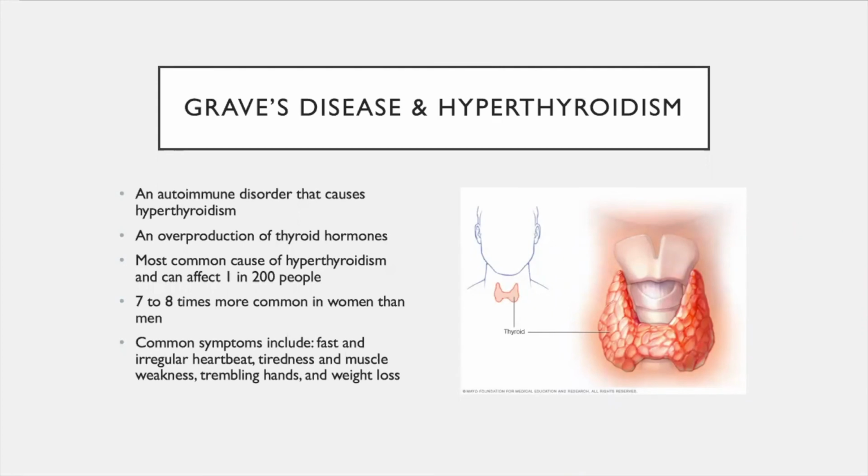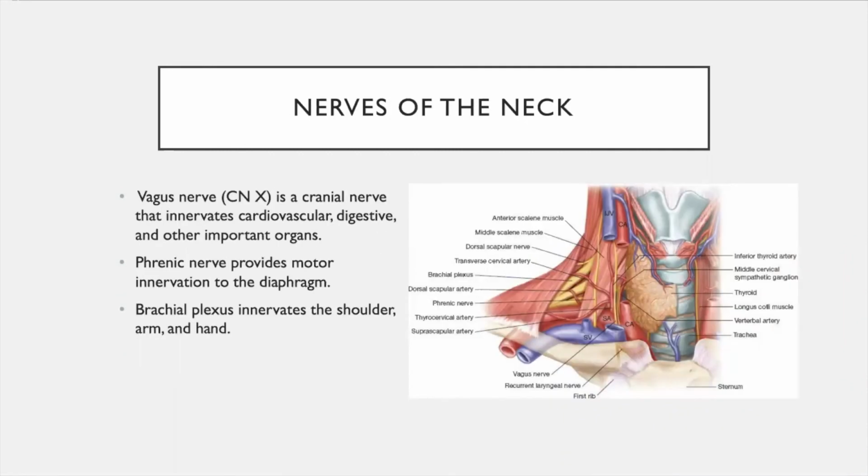Some common symptoms of Graves' disease can include fast and irregular heartbeat, tiredness and muscle weakness, trembling hands, and weight loss. Problems with the thyroid gland can be dealt with chemically or by surgically removing the thyroid gland or parts of the thyroid gland.